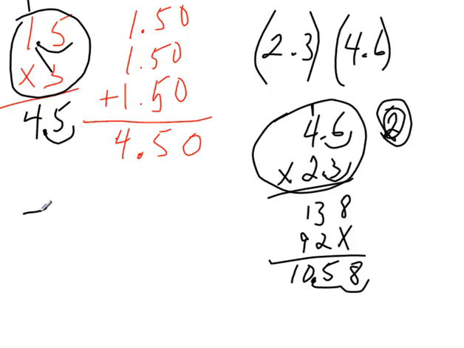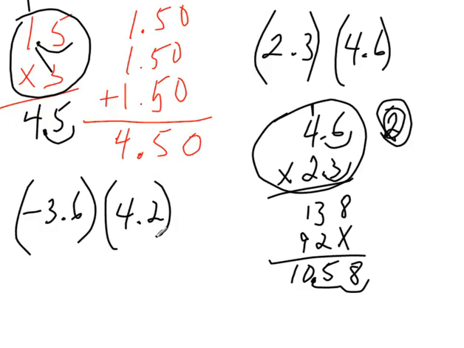Now, sometimes we get situations where we have positives and negatives. So if we have negative 3.6 and I'm going to multiply it by 4.2, I can do the same thing I did previously, but before I begin, I know something about my answer. I know my answer will be negative. I know this because a negative times a positive gives me a negative. I also know that my answer will have two decimal jumps in it because there's a decimal jump here and a decimal jump here.